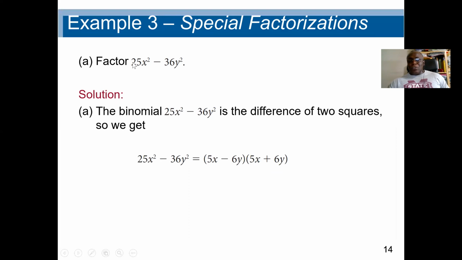Now, let's say this question should have been 20x squared minus 36y squared, we cannot use the difference of two squares. Maybe we can use a common factor, because 4 can go into 20, and 4 also can go into 36, so we can take 4 out. That's the only way we can solve this problem. So again, this is a difference of two squares because 25 is the same as 5 squared, so we get (5x) squared minus 36, which is 6 squared, so we get (6y) all squared. So we get 5x minus 6y, 5x plus 6y.